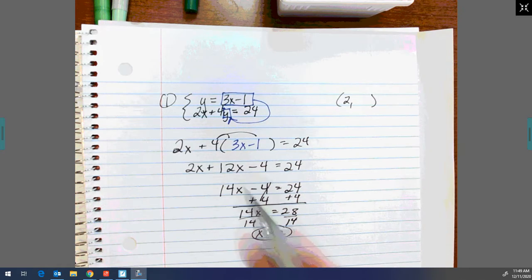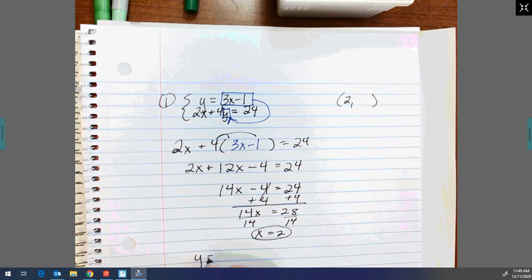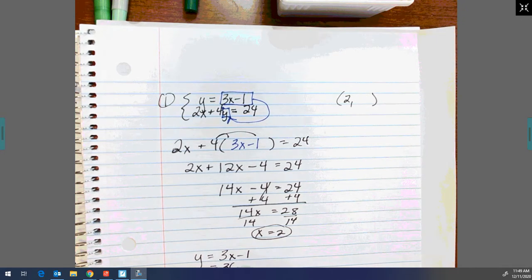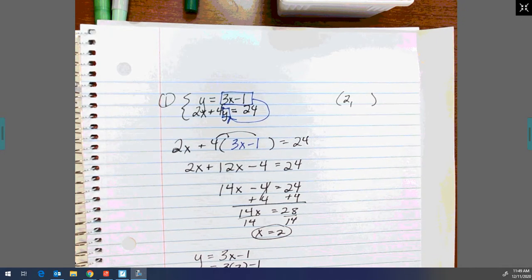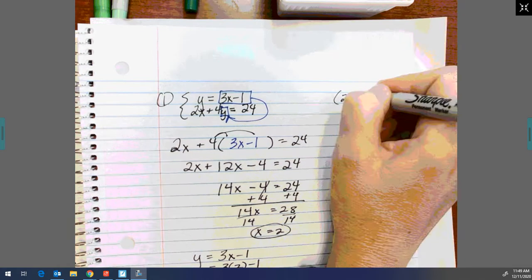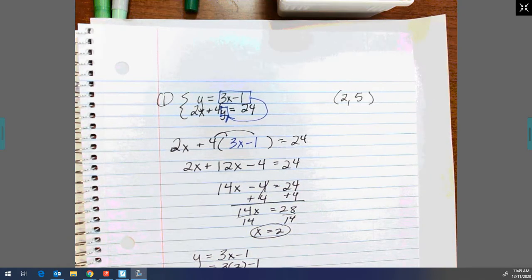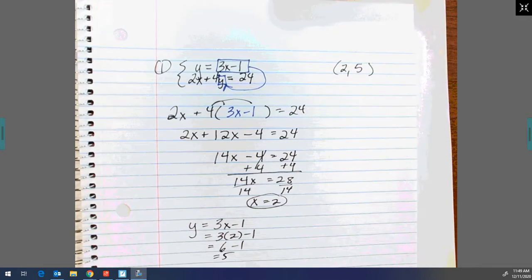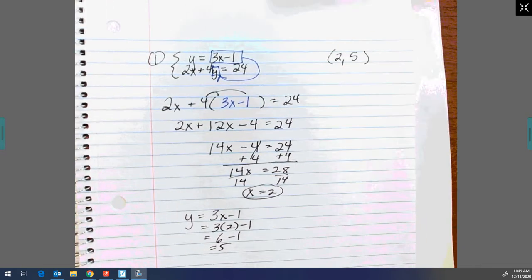And then I'm going to come into this y equals 3x minus 1. And I'm going to plug the 2 in. And then I'm going to do my arithmetic. And that's the other half of my answer. So 2 comma 5, oops, you can't see that. 2 comma 5 is my answer there.